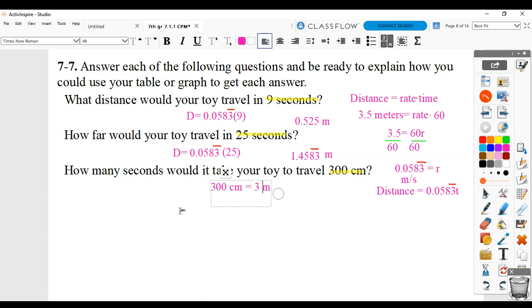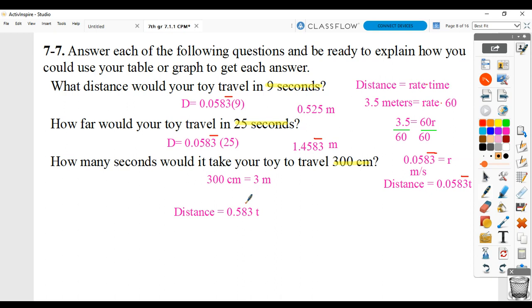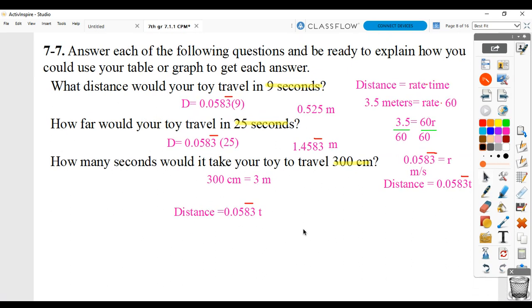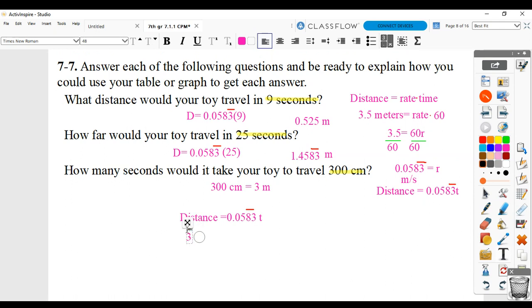Now we can write down our formula again, which was distance equals rate times time. Our rate was that value. And put in my repeating bar. Oops, I forgot a 0 here. I need to have that. Okay. And then in this case, instead of putting the time in, I'm given the distance, specifically 3 meters. So I'm going to say 3 equals this value.